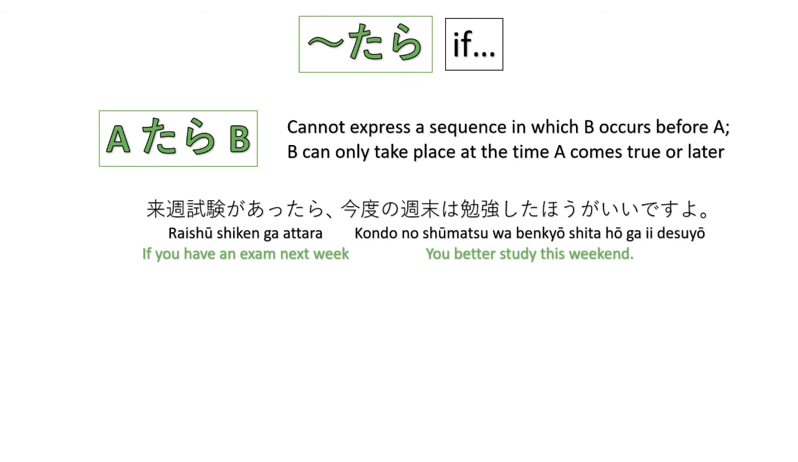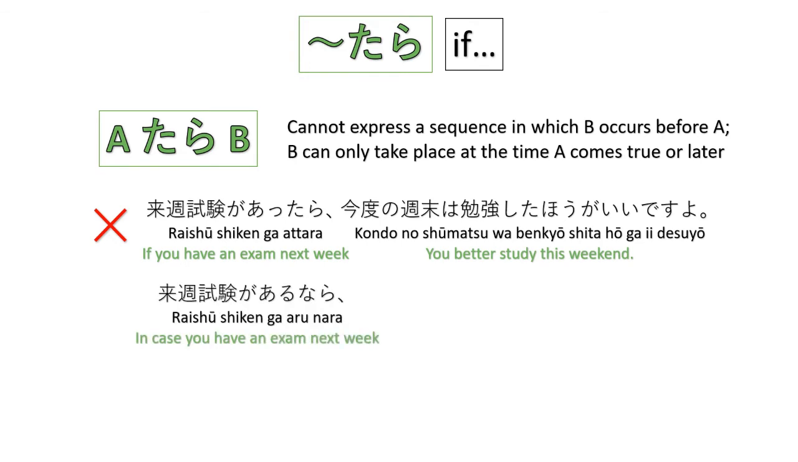Now, the problem here is that in this sentence, clause B is happening first before clause A. In this case, we cannot use tara. If you have an exam next week, you better study this weekend. We cannot use ra here. Raishu shiken ga attara. We cannot use if. The better translation here is using nara.